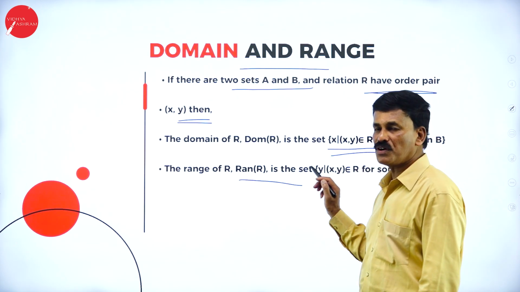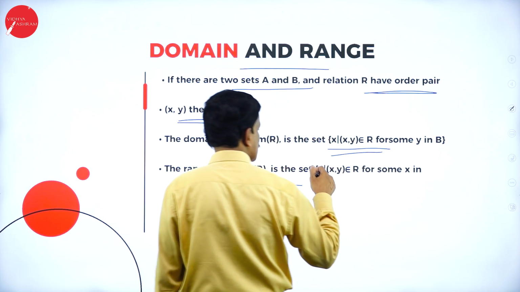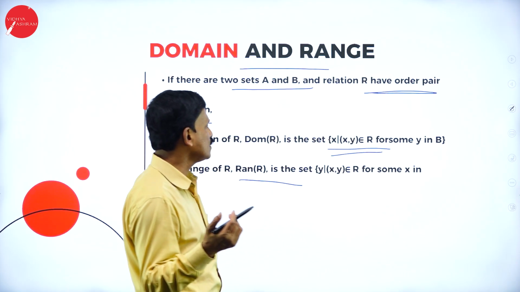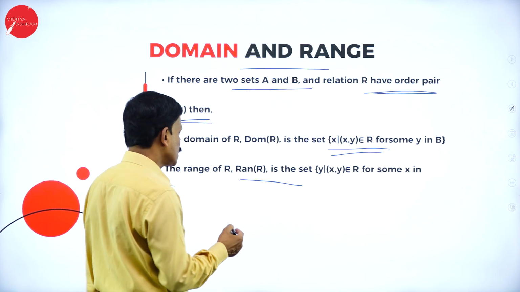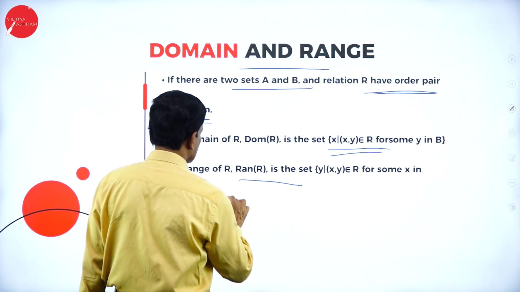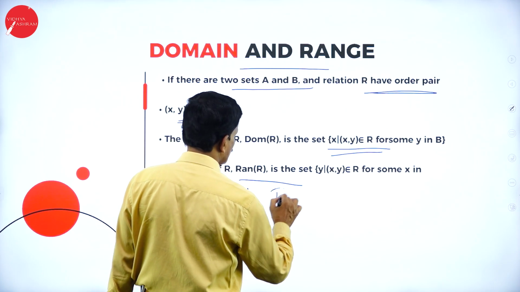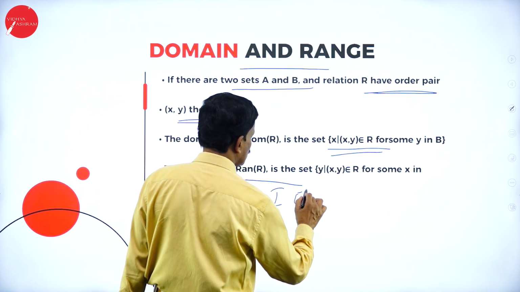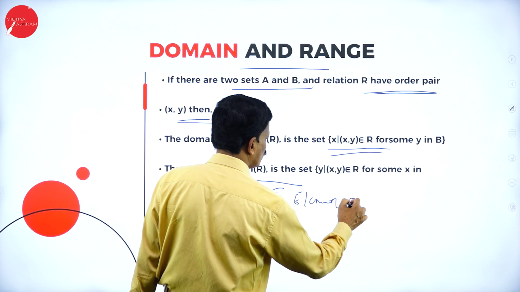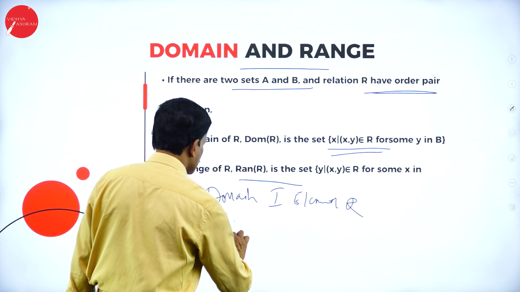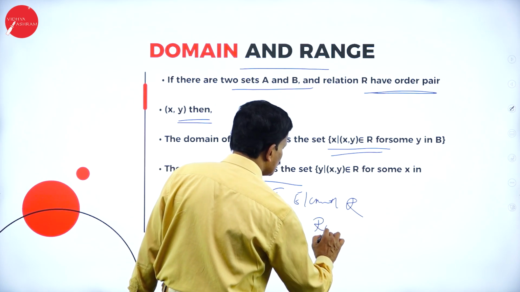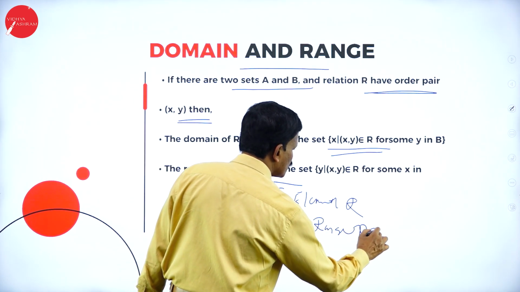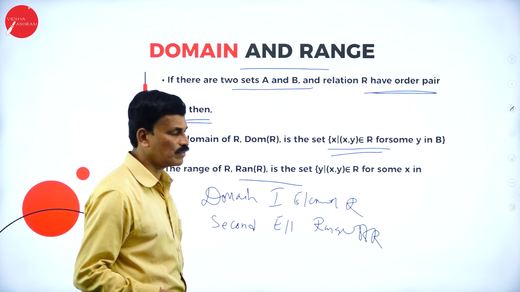Similarly, the range of R is denoted as {y such that (x, y) belongs to R for some x in A}. So the set of all first elements is called the domain. Domain is nothing but the first elements of the relation, and the set of all second elements is called the range of R, and the set B itself is called the codomain.